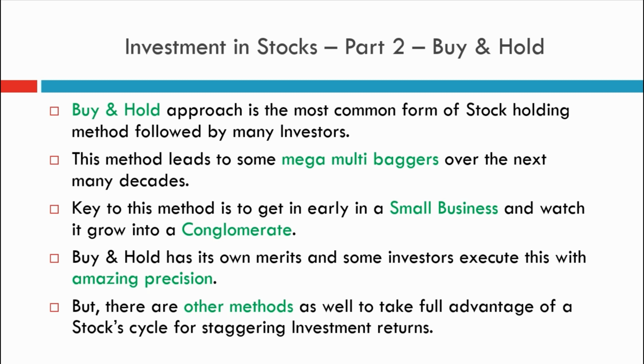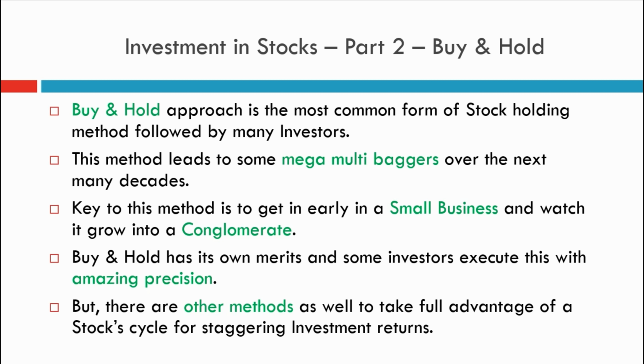But it is also true that this particular method leads to many mega multi-baggers over the next decades. This has happened in the past and this will happen in the future. But the key to this buy and hold method, where you will hold stocks for decades, is to identify a business which is extremely small as of now and which grows out to be an extremely large business in years to come. Now that is one way you can actually make the buy and hold method work in your favor.